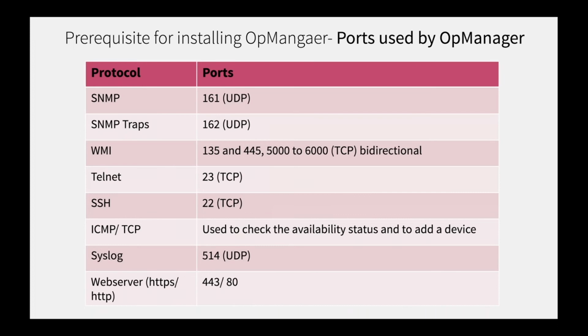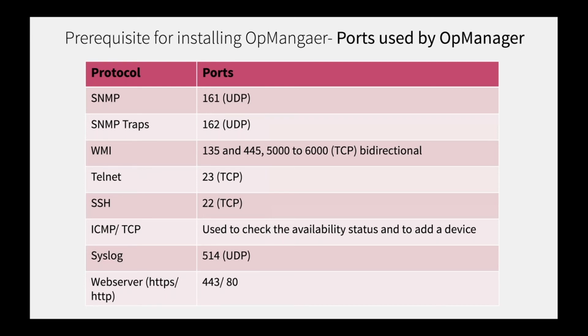For example, if you want to monitor network devices through SNMP, the default port is 161. You need to make sure that this particular protocol and port is not blocked by a firewall. Similarly for SNMP traps, WMI, Telnet, SSH, ICMP, syslog, and the web server port, all these are the basic ports required by OpManager. Just make sure that none of these ports are blocked by a firewall, so that when you proceed to add devices to the tool for monitoring, you will not have any trouble discovering or monitoring the devices in OpManager.